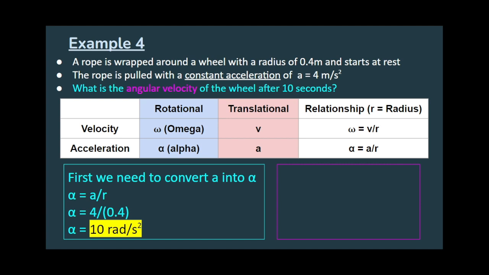Next, we're going to go ahead and figure out the angular velocity. To do that, we're going to use our equation, where we know that omega final is equal to omega initial plus alpha times t. Omega final is what we're solving for because it's asking us how fast it's spinning after 10 seconds. So we're going to plug in 10 for our time and 10 for our alpha. We find out that the omega final, or the angular velocity after 10 seconds, is 100 radians per second.